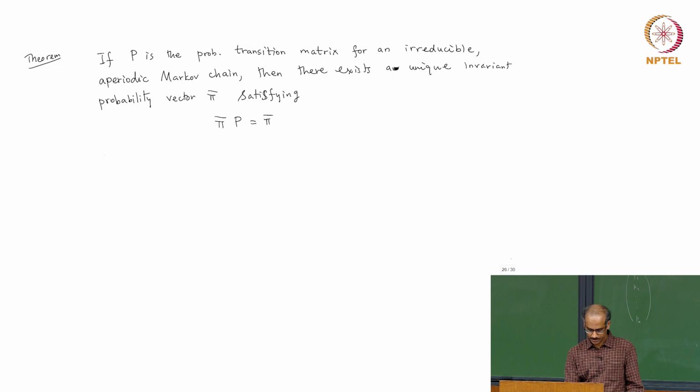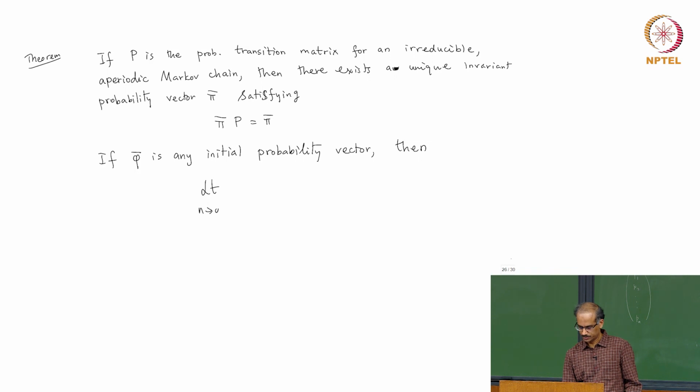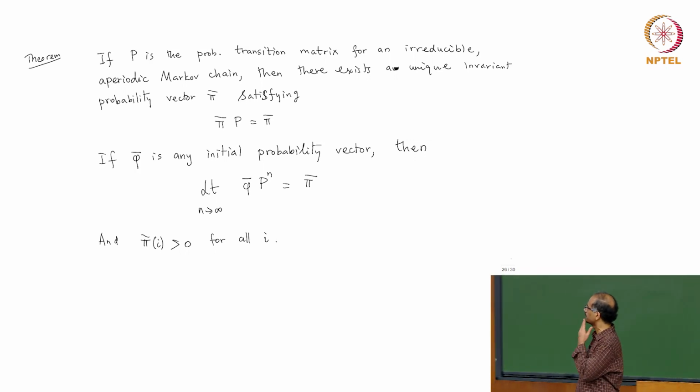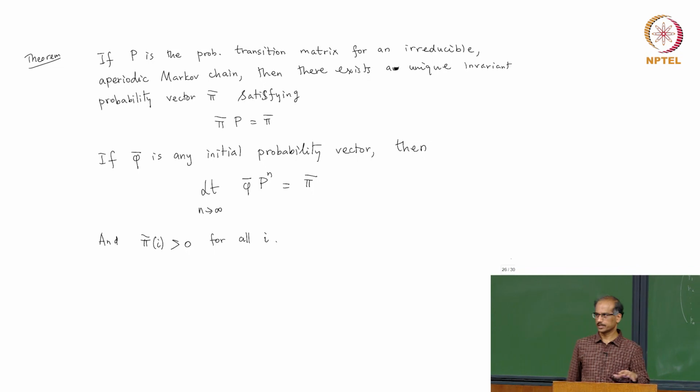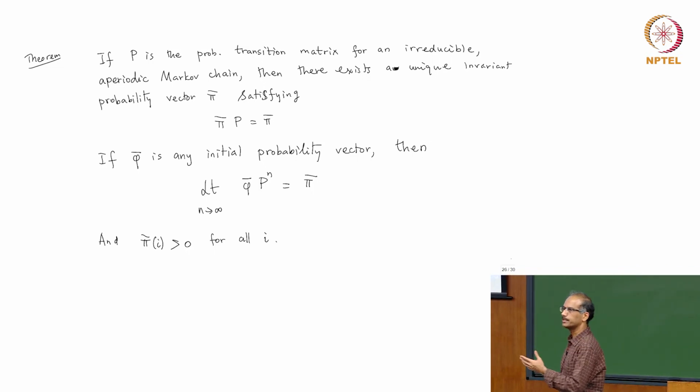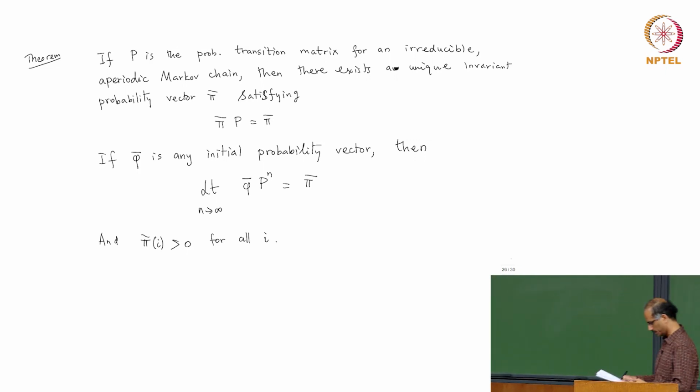this. And further, if this is any initial probability vector, then this simply converges to pi bar. So pi bar P to the power n goes to pi bar, and pi bar of i is greater than 0 for all i. That is, all the elements of the vector are greater than 0. So now we have ruled out all the cases where it will not work explicitly by adding the condition that your transition matrix or your Markov chain should be irreducible and aperiodic.